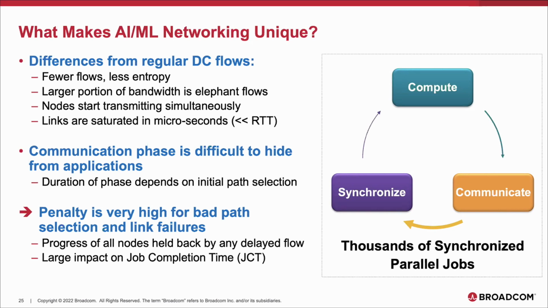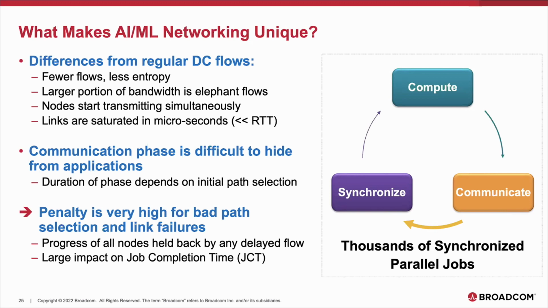So here you have, again, a large portion of the bandwidth is these huge elephant flows. You have fewer flows with less entropy. So it's very important that you make good decisions immediately when that traffic hits the network, and that you be able to do load balancing not just based on the entropy of the packet, but also on the characteristics of the network.